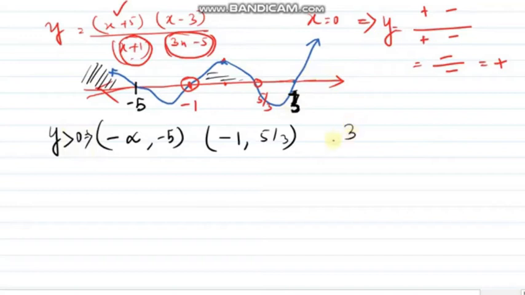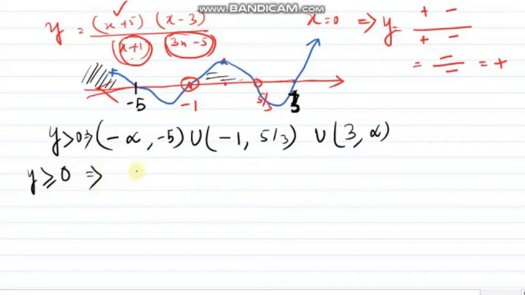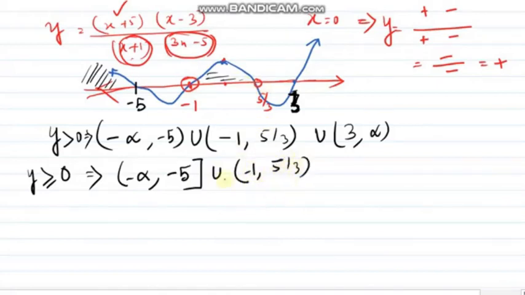And y is positive when it is 3 to infinity. Correct? If I ask when y is greater than or equal to 0, that means I want positive and 0. So minus infinity to minus 5, I can include minus 5, so it will be a closed interval. Union. Minus 1 I can include, 5 by 3 I can include. So it will remain as an open interval. Though I want greater than or equal to 0, here I can't include that. I can include 3. So it will be 3 to infinity.